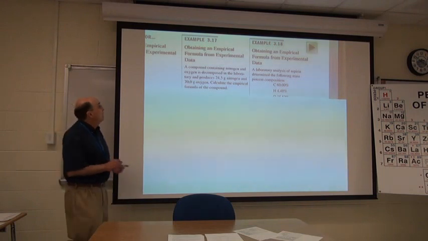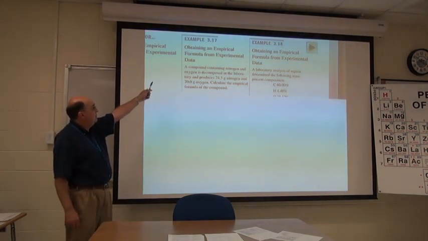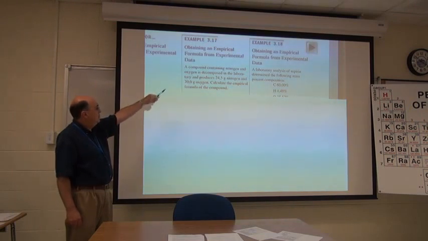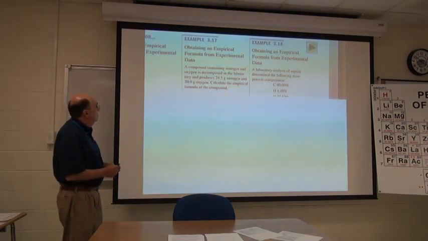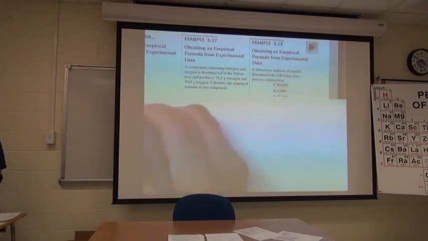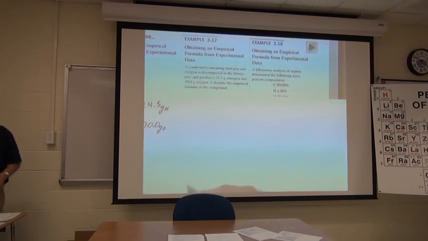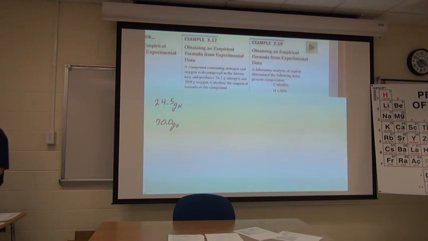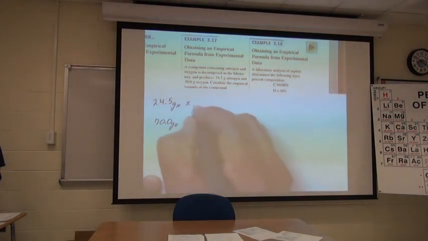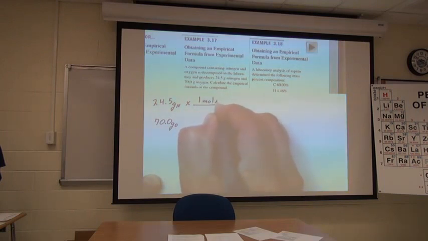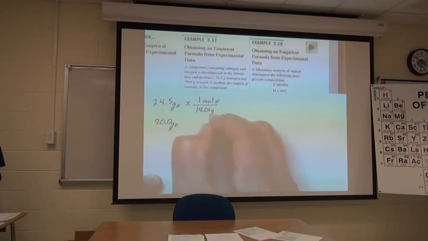Simplest formula, okay? So this says a compound containing nitrogen and oxygen is decomposed in the laboratory and produces 24.5 grams of nitrogen and 70.0 grams of oxygen. What is the empirical formula? Okay, so we've got 24.5 grams of nitrogen and we've got 70.0 grams of oxygen. What we do is figure out moles. And that's like what you did in the lab. So 1 mole of nitrogen is 14.01 grams. 1 mole of oxygen is 16.00 grams.